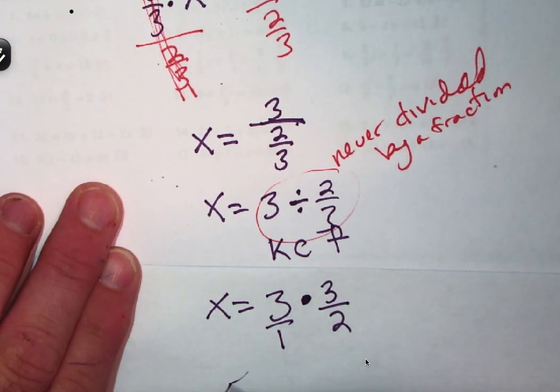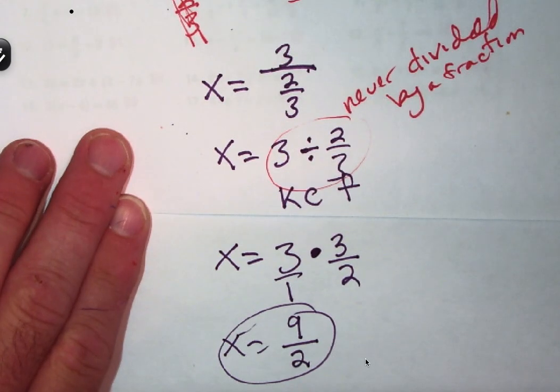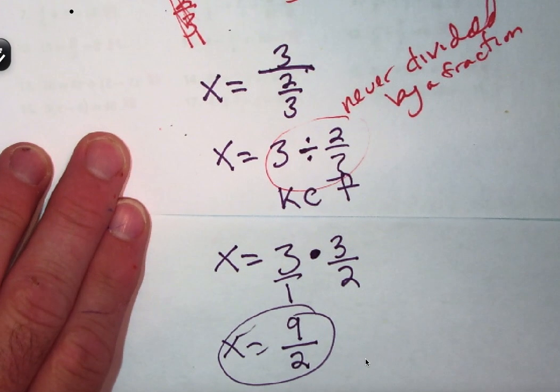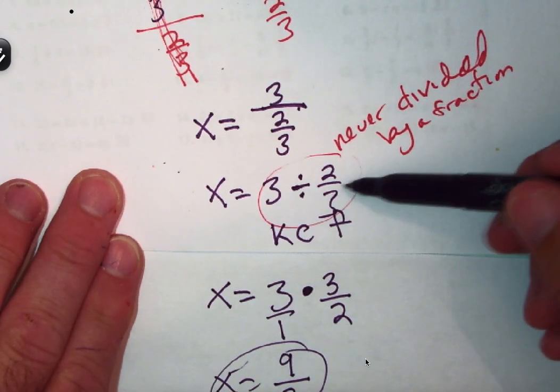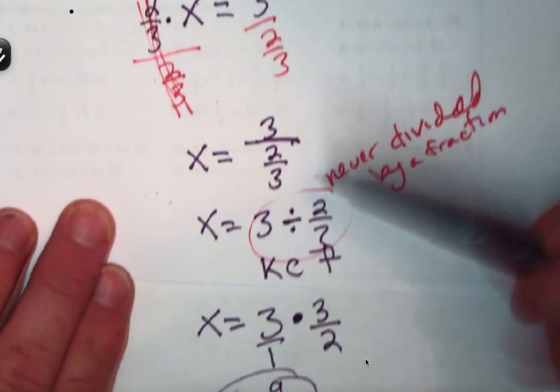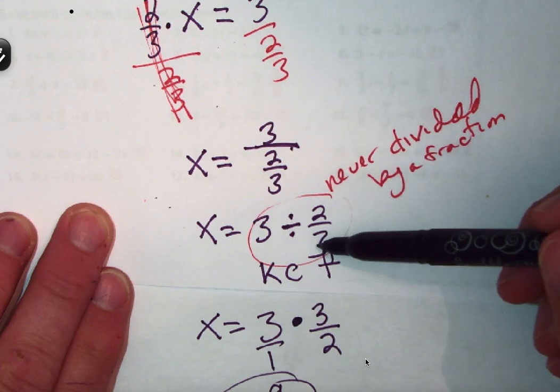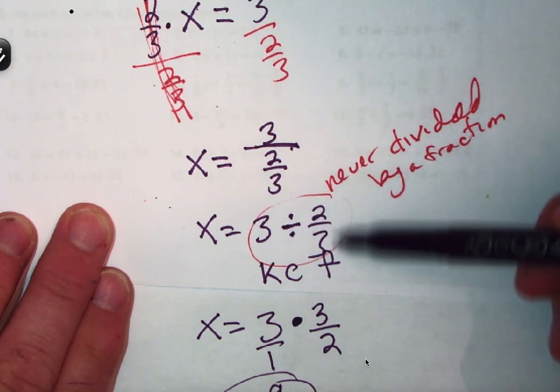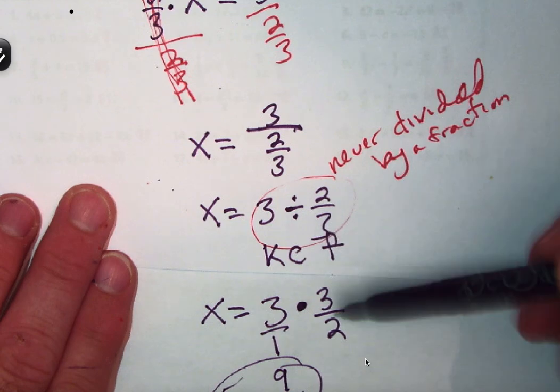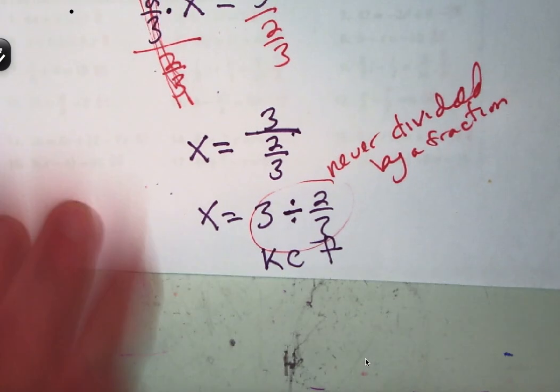And it's much easier to do 3 over 1 times 3 over 2. You get 9 over 2. And there you go, there's your fraction. Okay. So, dividing by 2/3 is what we're supposed to do, right? But when you divide by a fraction, you actually never do it. You multiply by the reciprocal.